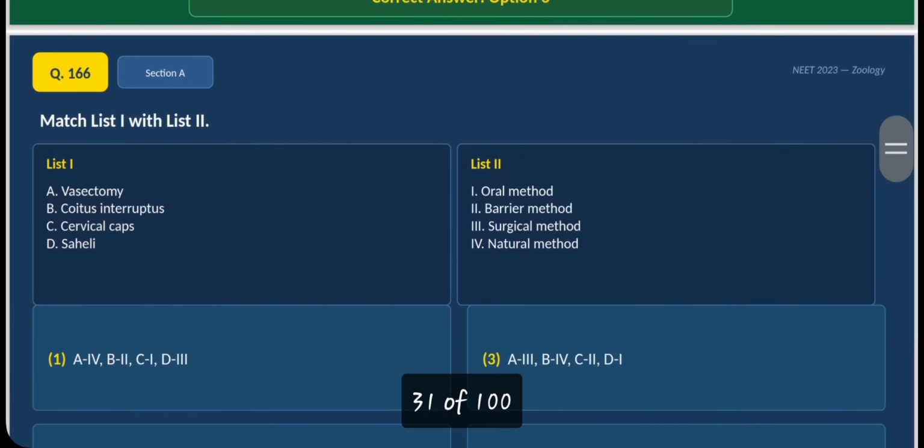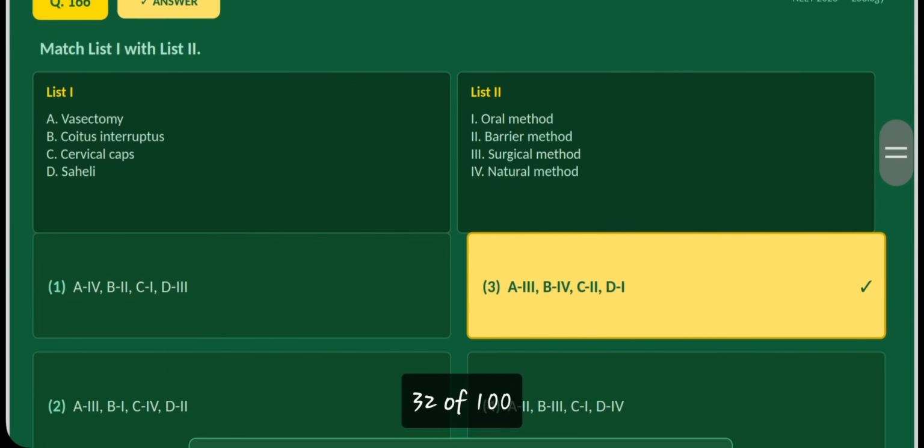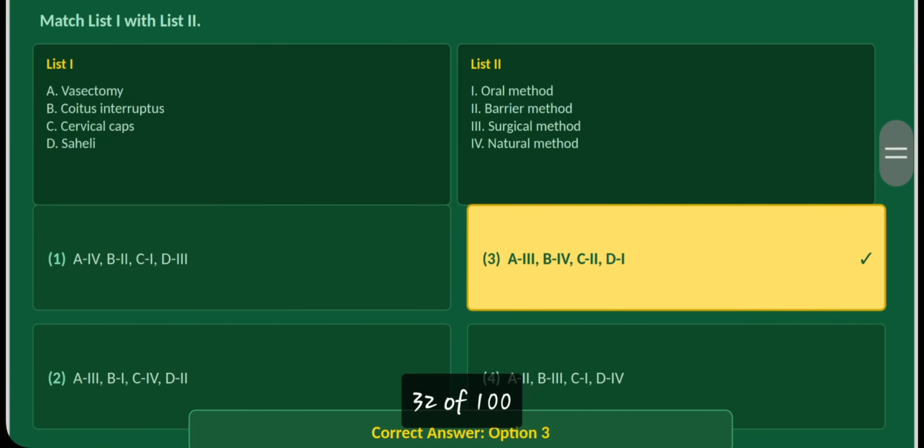Match the following. Again, there is a match the following in section A. Vasectomy is the surgical method. Coitus interruptus is a natural method. Cervical caps are a barrier method. Saheli is an oral method. So the option is A3, B4, C2, D1. Vasectomy is A3, surgical method. Coitus interruptus is natural method. Cervical caps are a barrier method.